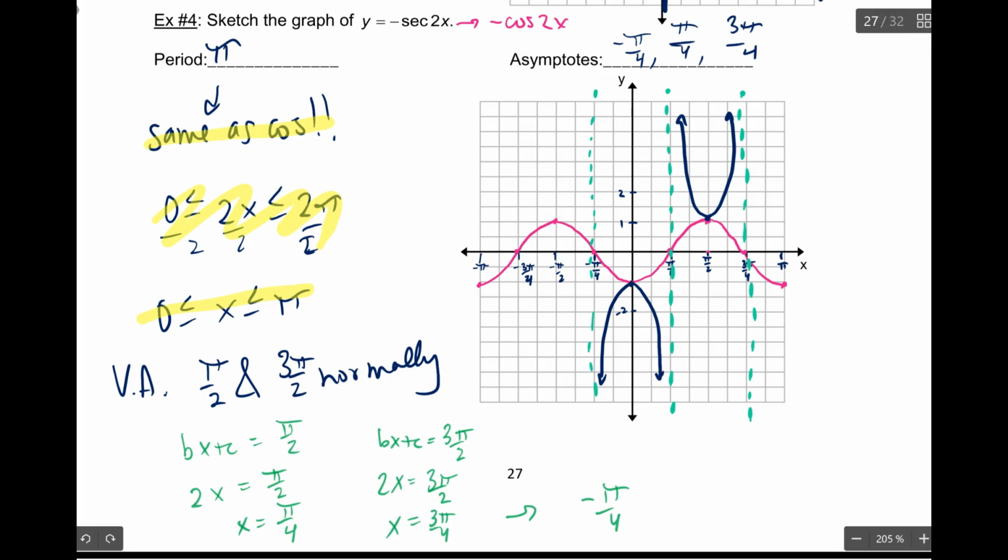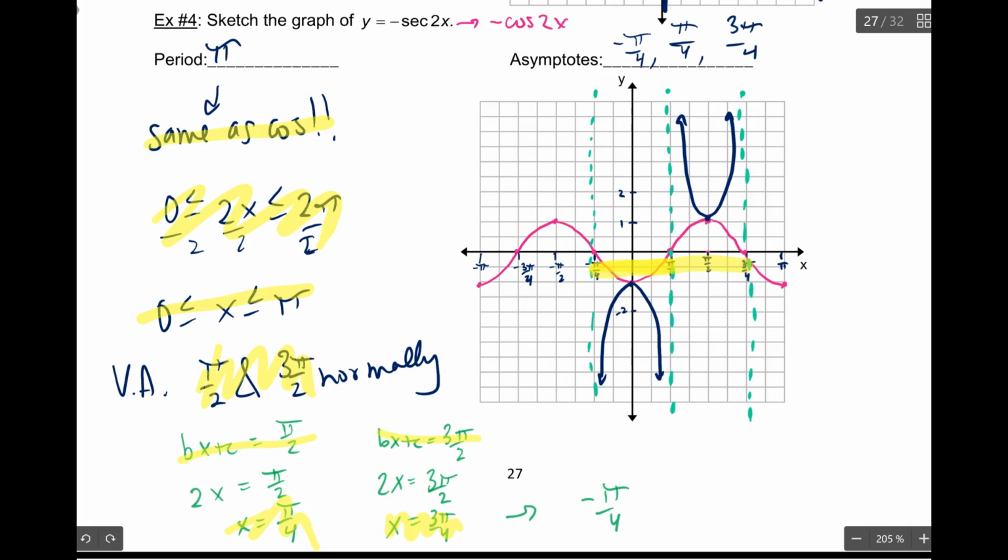Don't get confused, because the distance between 2 asymptotes here is only pi over 2, but we need the whole thing, because notice we have a happy face and a sad face. We have both halves of the secant function. So period's pi, and then the asymptotes, well, normally, where is cosine equal to 0? Cosine's equal to 0 at 90 degrees and 270, so at pi over 2 and 3 pi over 2. So I went ahead and solved here for my asymptotes.